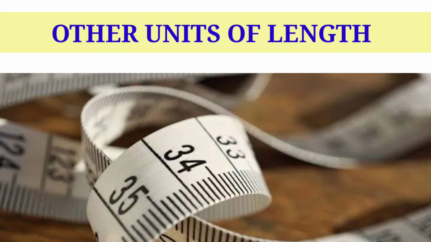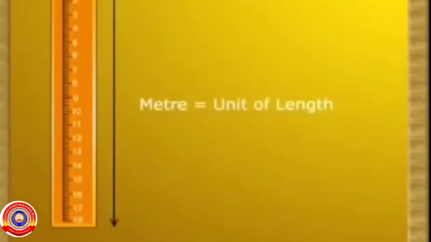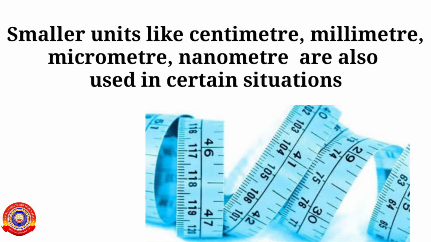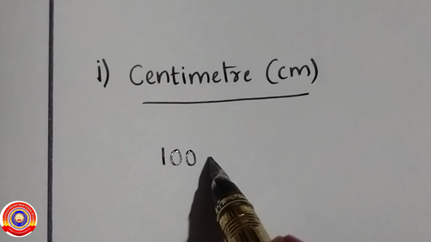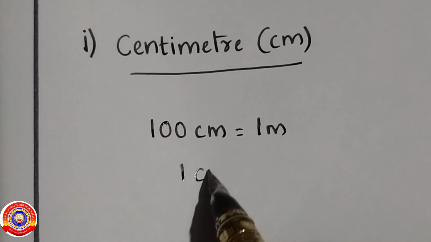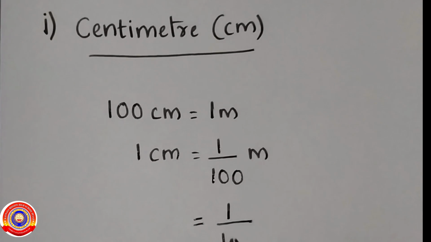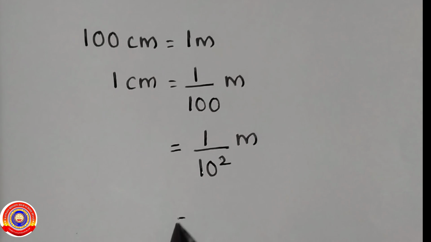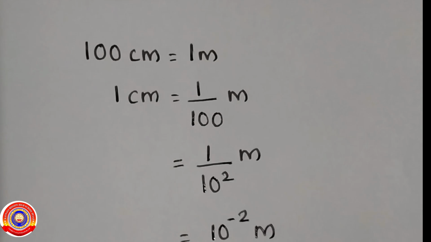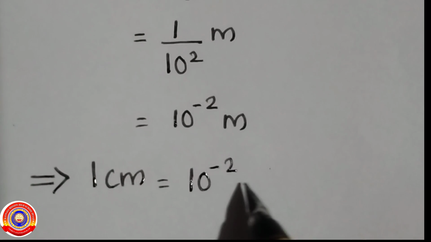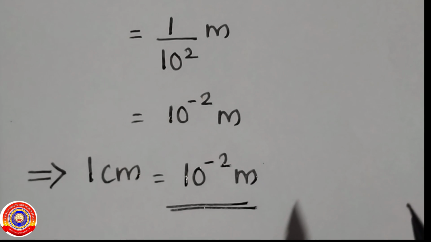So, let's see some other units of length. We know the basic unit of length is meter. Smaller units like centimeter, millimeter, micrometer, nanometer are also used in certain situations for convenience. 100 centimeter equals 1 meter. That means 1 by 10 raised to 2 meter equals 1 centimeter. So, 1 centimeter equals 10 raised to minus 2 meter.